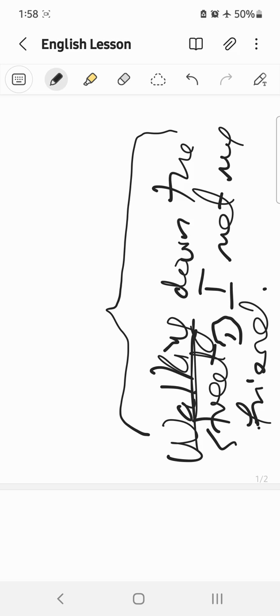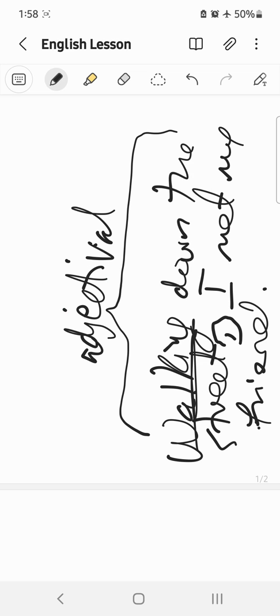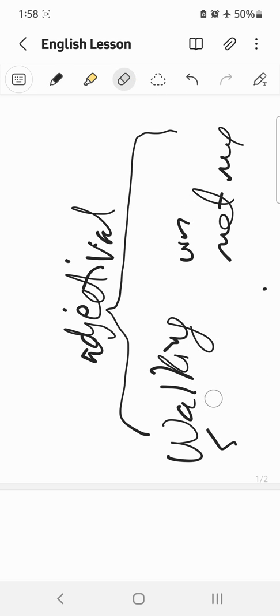And what did I say? What were you doing when you met your friend? You were walking down the street. So I'm describing myself. I was walking down the street. So all of this is an adjectival phrase or a, I don't know what's wrong with me today, participial phrase, okay? All right, let's take another example.